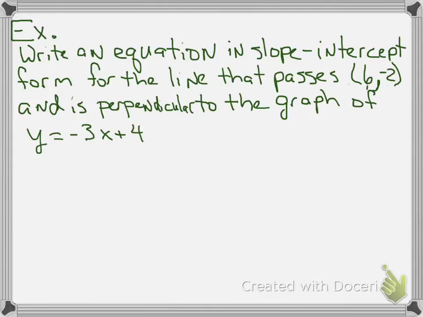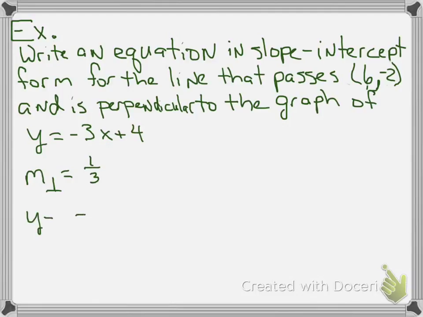All right, so here's another one. Write an equation in slope-intercept form for the line that passes through (6, -2) and is perpendicular to the graph of y equals -3x plus 4. So in this one, I want to be perpendicular. Now, that means I need to change the sign and take the reciprocal. The reciprocal of 3/1 is 1/3. And since it was negative, it should be positive.